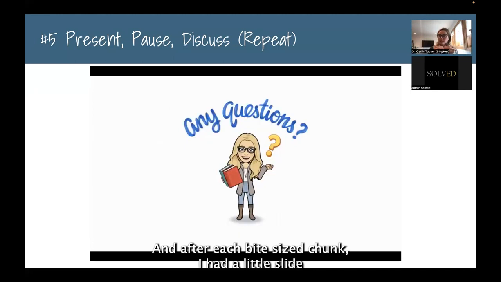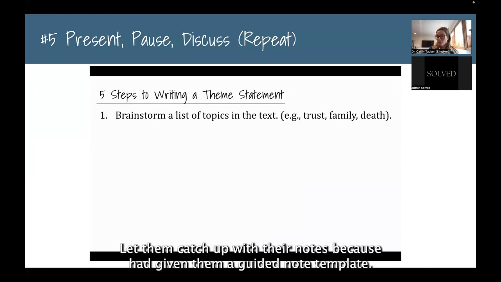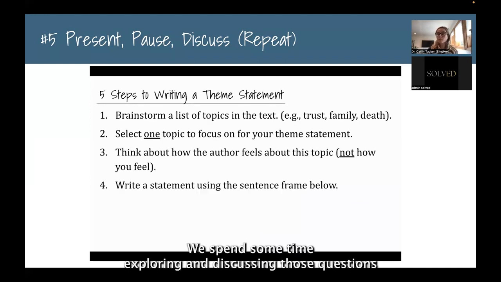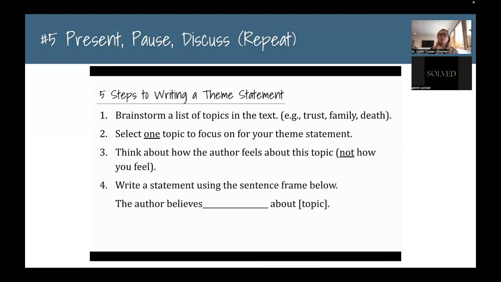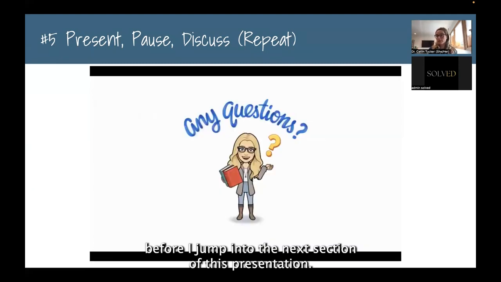After each bite-sized chunk, I had a little slide like this, just reminding myself, okay, pause. Let them catch up with their notes because I had given them a guided note template. Make sure if they have any questions, we spend some time exploring and discussing those questions before I jump into the next section of this presentation.